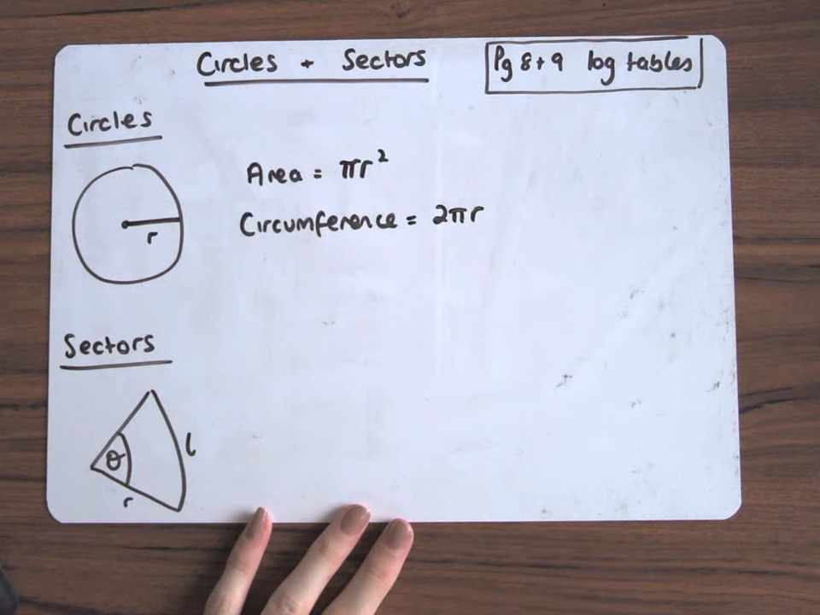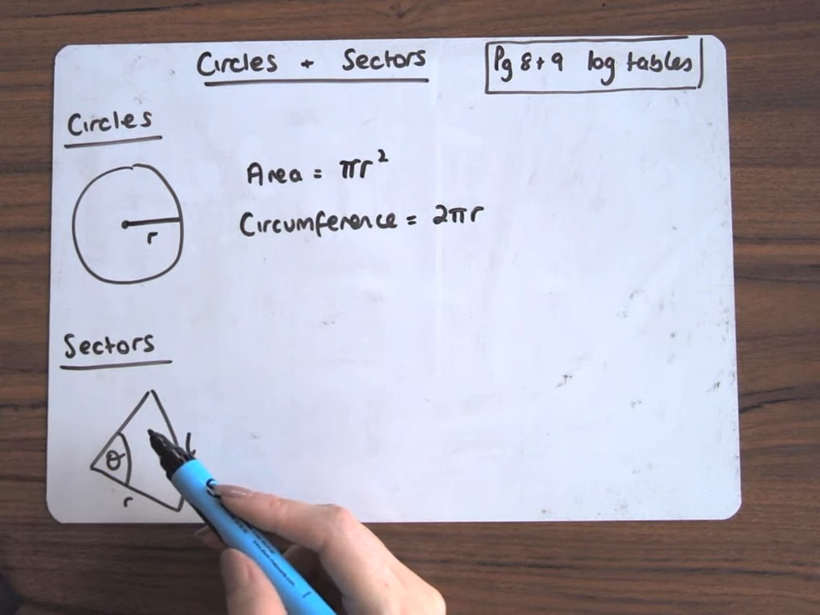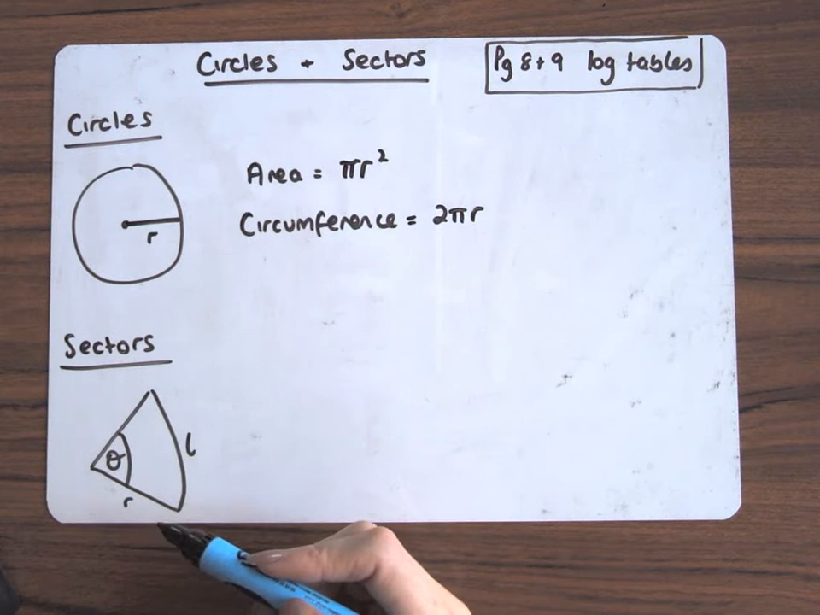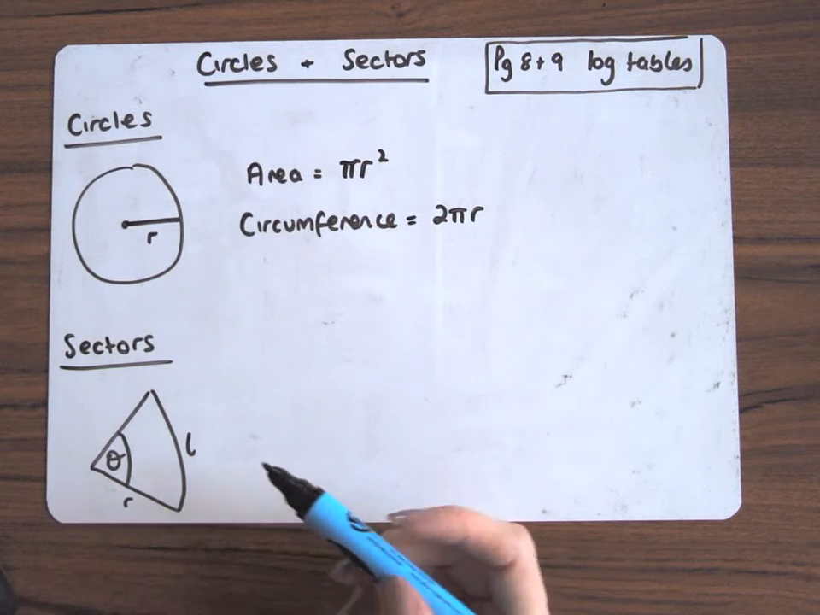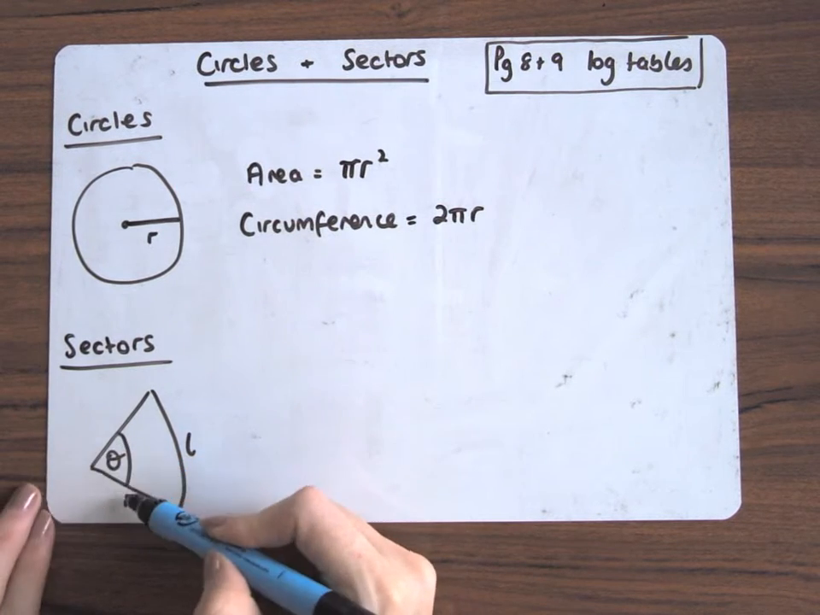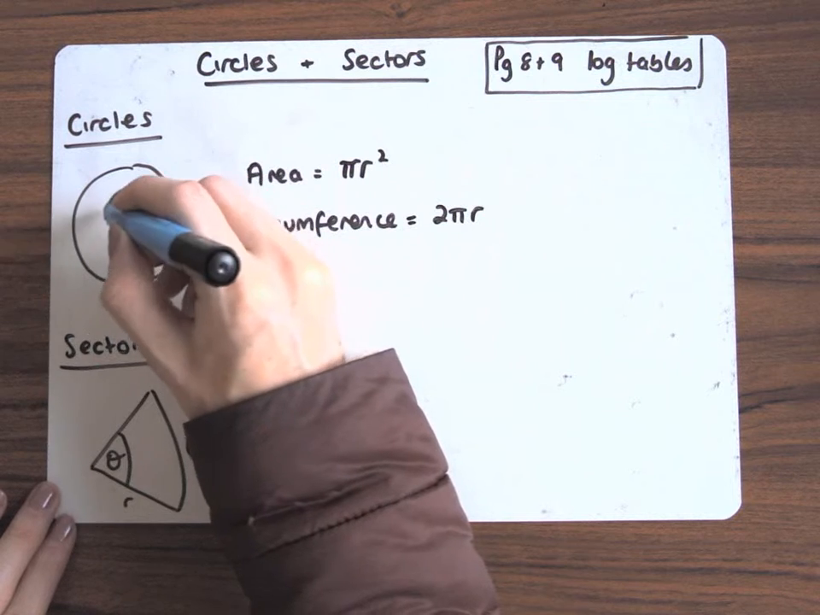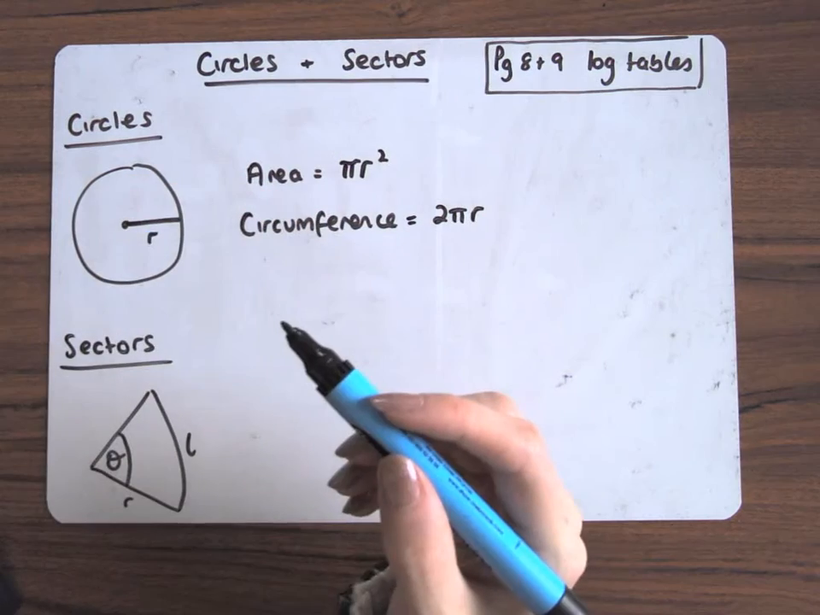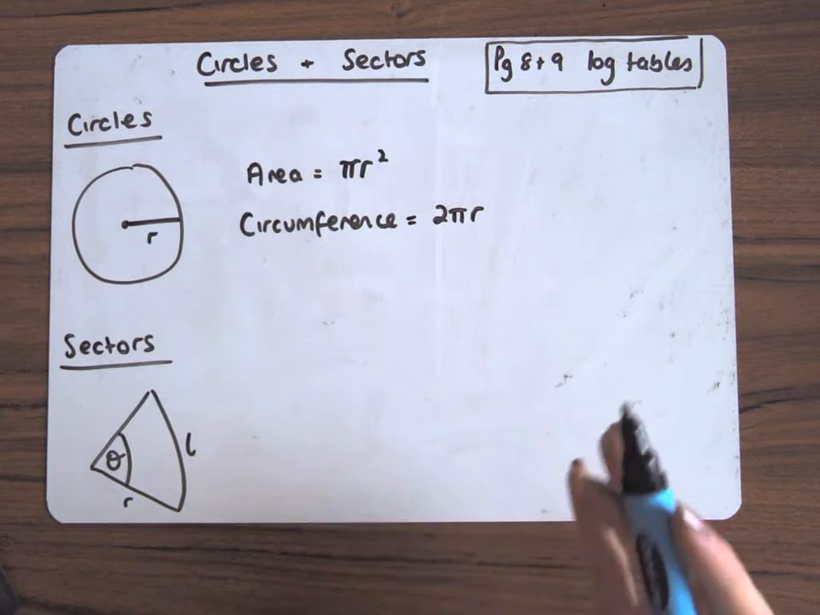Okay, is everyone okay with that? Now, a sector down here is just part of a circle. It's a fraction of a circle, okay? And the fraction depends on how big this bit is. Now, if you think of a circle, in the middle, how many degrees is in a full circle? 360. So your fraction is always something out of 360.